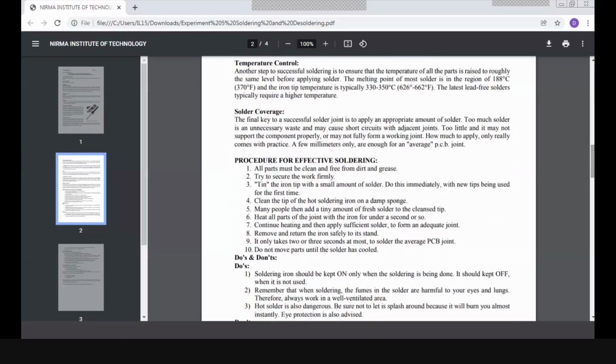Then comes solder coverage. I already discussed this part: you need to apply the appropriate amount of solder. Too much solder is not a good idea, and too little solder is also bad for your soldering, right? A few millimeters of solder wire is all that is required for an average PCB joint.